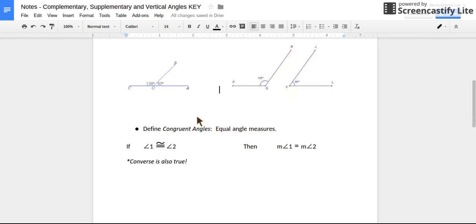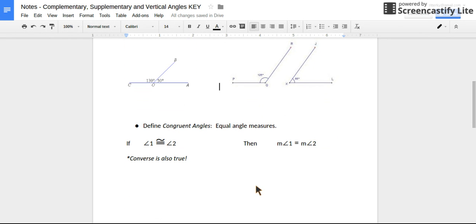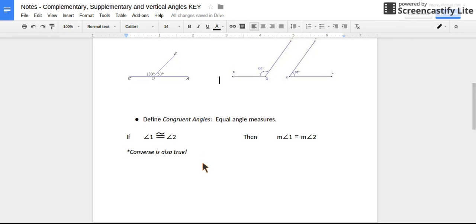Let's talk about congruent angles for a minute. Congruent angles are angles that have equal angle measures. So if I know that angle 1 is congruent to angle 2, then I automatically know that the measurement of angle 1 is equal to the measurement of angle 2. And I could describe that backwards, saying, if I know that the measurement of angle 1 is equal to the measurement of angle 2, then I must know that the angles are congruent. So the converse is true for that statement, meaning I can say it forwards or backwards, and it's true both ways.